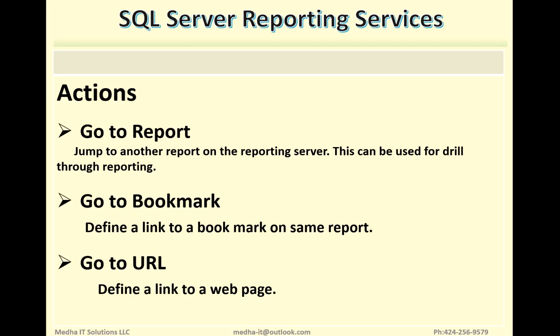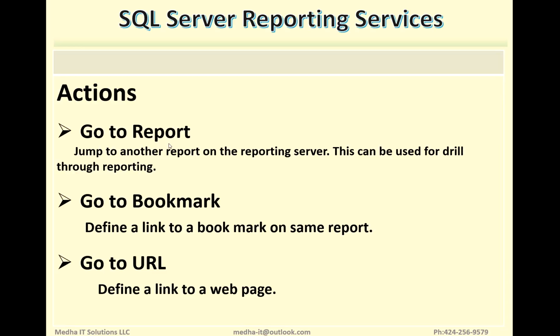In this session, we will discuss the actions in SQL Server Reporting Services. Reporting Services has a feature called actions, where you can define what needs to happen when we click on an element within the report. For example, let us say we create two different reports, one aggregated report and another a detailed report. If you want to navigate to the detailed report from an aggregated report, we use something called go to report. That is one of the actions available within SSRS.